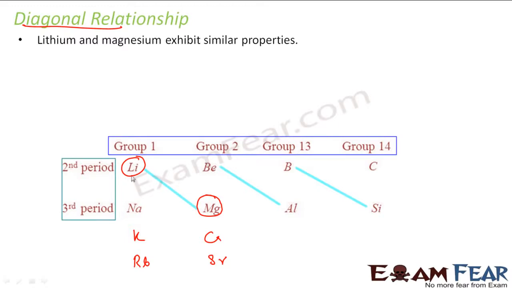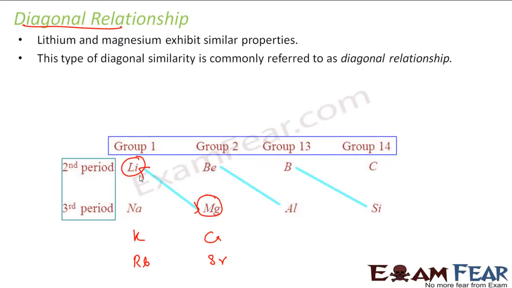The second period element of group 1 has similar properties to the third period element of group 2. Similarly, the second period element of group 2 has similar properties to the third period element of group 13. So this is a diagonal relation actually. And the scientists were wondering why we have diagonal relations, and they explored a lot and found the cause for this. We'll discuss more about the diagonal relation in the next few slides, where we'll discuss why we have a diagonal relationship, right?